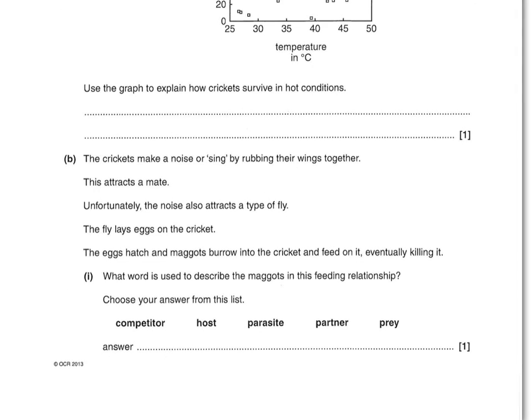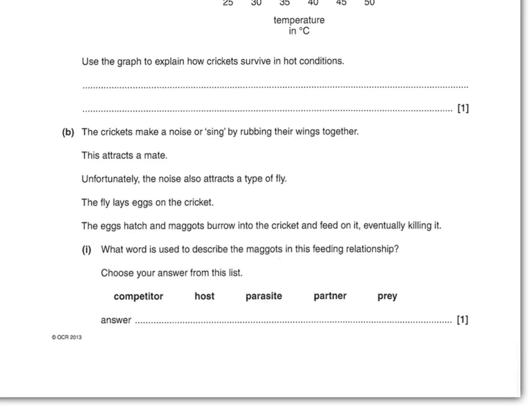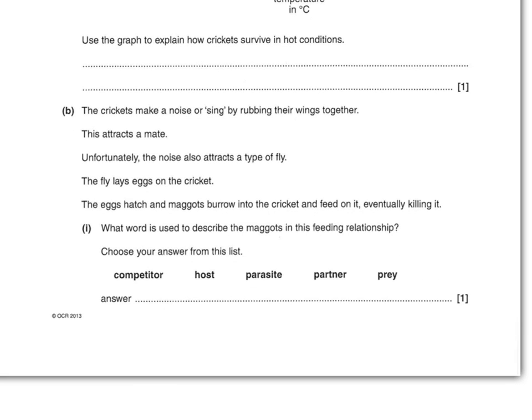The crickets make a noise, or sing, by rubbing their wings together. This attracts a mate. Unfortunately, the noise also attracts a type of fly. The fly lays eggs on the cricket. The eggs hatch and maggots burrow into the cricket and feed on it, eventually killing it. Which word is used to describe the maggots in this feeding relationship? Choose your answer from this list. And the answer is the parasite.